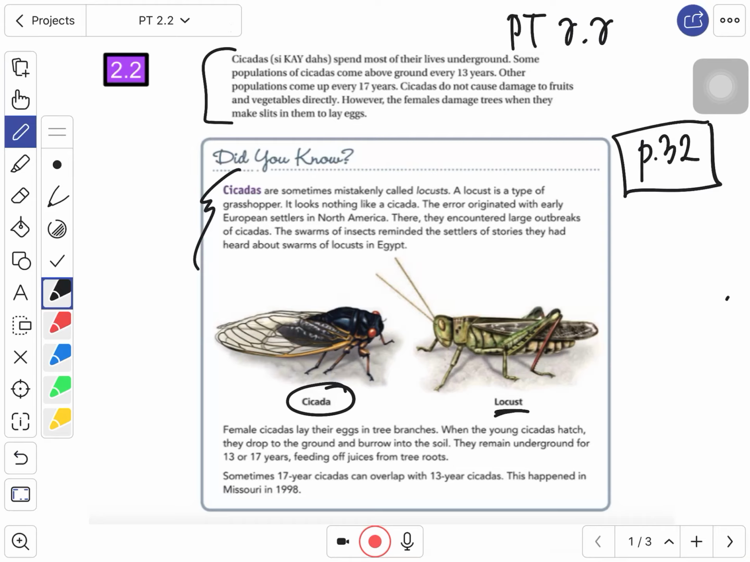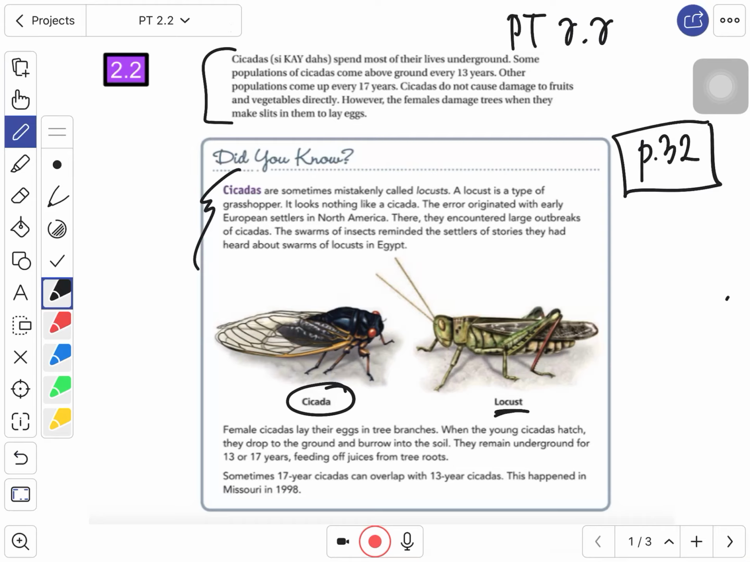Underneath those two pictures, there are some more facts for you. It says female cicadas lay their eggs in tree branches. When the young cicadas hatch, they drop to the ground and burrow into the soil. They remain underground for 13 or 17 years, feeding off juices from tree roots. Sometimes 17-year cicadas can overlap with 13-year cicadas. This happened in Missouri in 1998. So you can probably see where we're headed here.